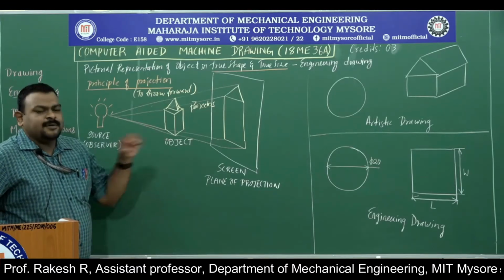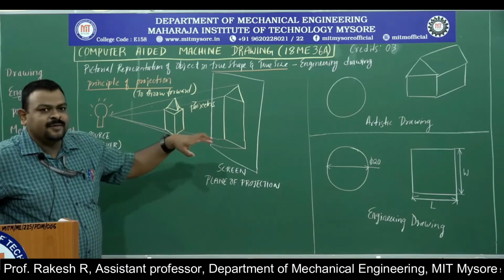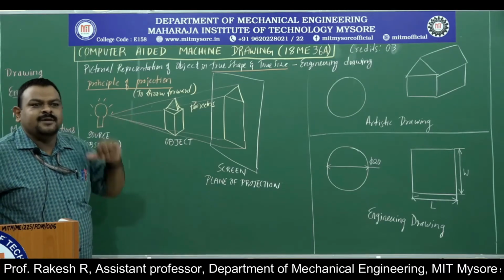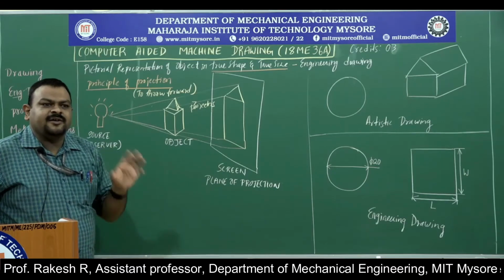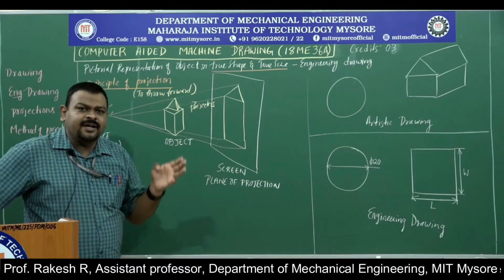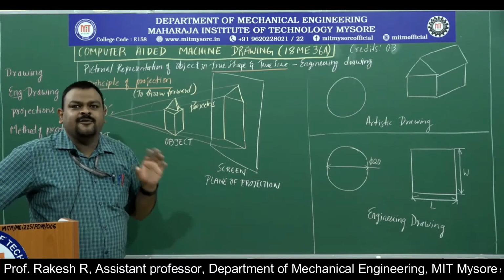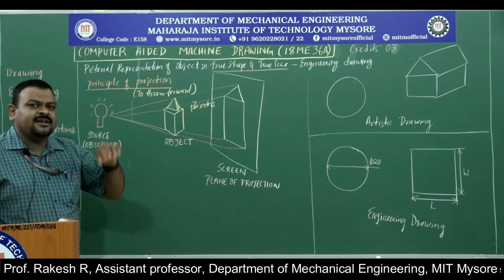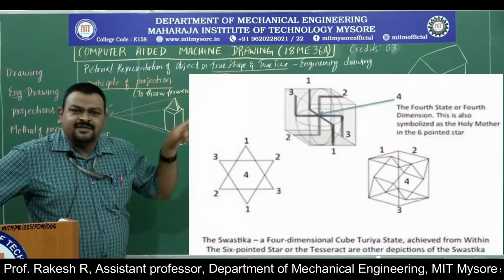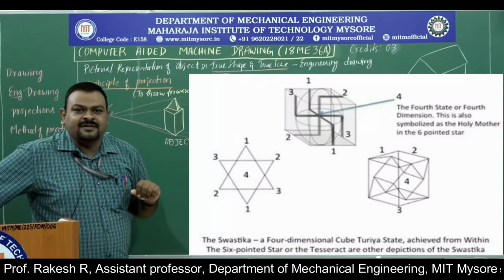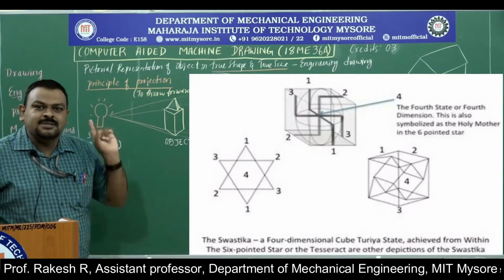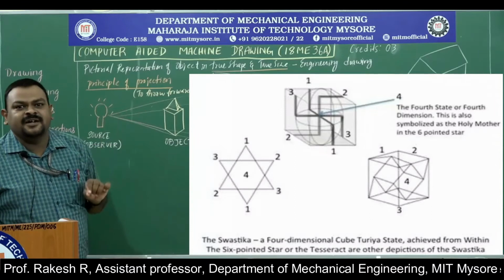Before that, the representation of a 3D drawing in a 2D plane will have some constraints. Those constraints will be taken care of by the principle of projection. In a drawing, you can represent 1D, 2D, 3D. Nowadays, you can also write 4D drawings. Earlier, in a Vedic language, they made a swastik. That swastik represents a fourth dimension in a drawing.